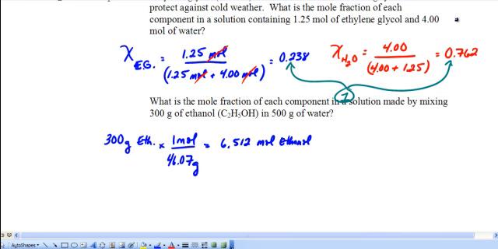When you do the same thing with water, you have 500 grams of water, the molar mass is 18.02. And so therefore 500 divided by 18.02 is going to be 27.75 moles of water.